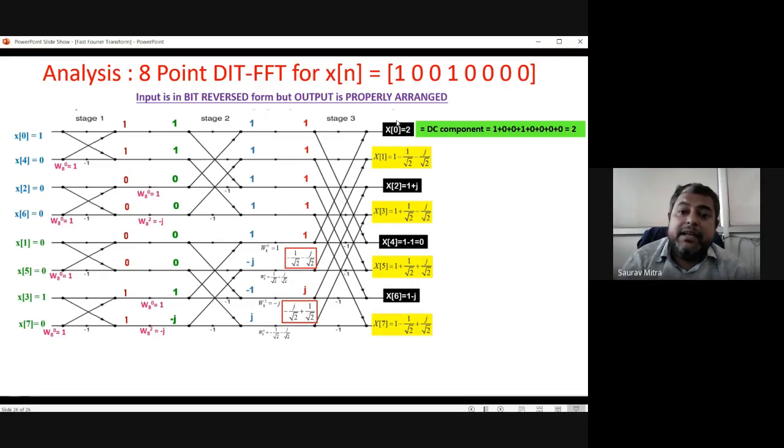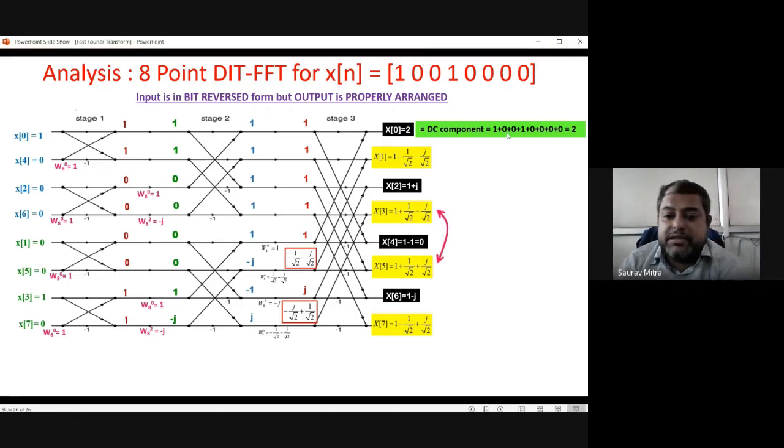What is the pattern? First, whatever X0 you are finding is nothing but the addition of all the components. So if I give you 1, 2, 3, 4, 5, 6, 7, 8, just keep on adding them. Whatever you get here will be your capital X0. And then 1 minus 2 plus 3 minus 4 plus 5 minus 6 plus 7 minus 8 will be your X4. The same thing is happening here. So the first component, capital X0, is nothing but the addition of all the terms. That is the DC component.